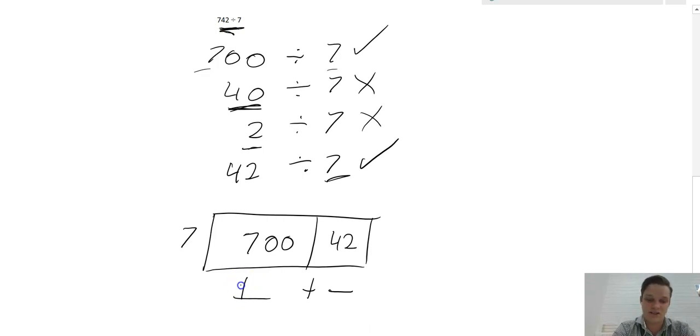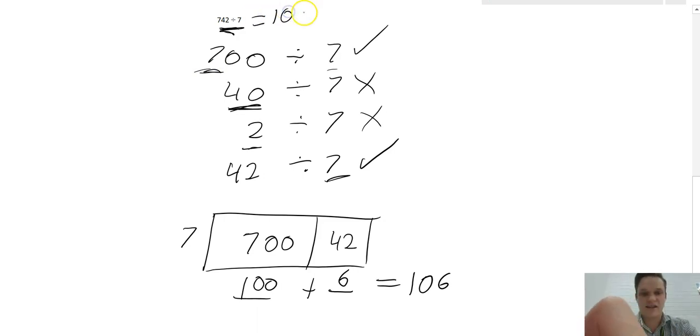7 goes into 7 once, and we bring our zeros down, 100. 7 goes into 42. If I use my simple division skills, I know that that is 6. So then I add them together, 106. So when it doesn't work, we need to look at how we can regroup it. We always start at our hundreds and we move all the way to our ones to get our answer.